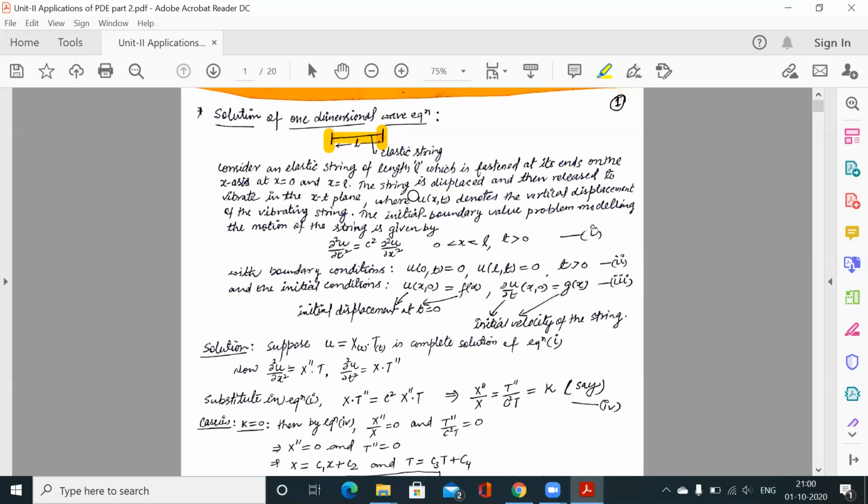The vibrations are in the form of a wave. If this is a rope or string and you touch it from the top, there are two views. Suppose this is your rope and you touch from here, from the top, then the vibration would be like this: up down, up down, up down. This is from the vertical point of view.